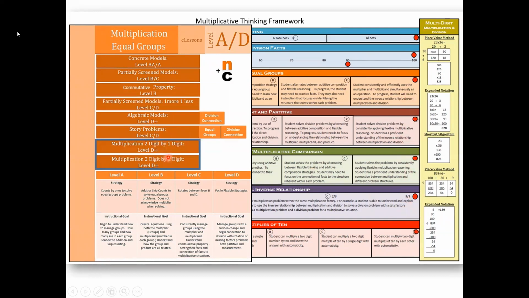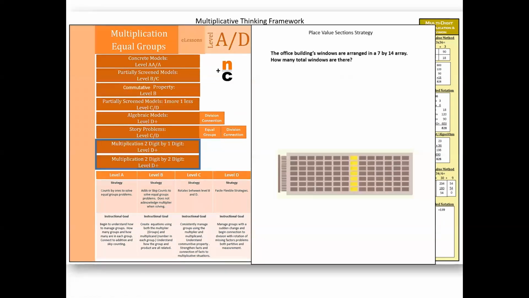And then, again, if you have a 3rd grader and they're ready for this, go ahead and teach it to them. There's nothing wrong with going above and beyond for students who are ready for it too. And for 2-digit by 1-digit, what it does is teach them different strategies, right?